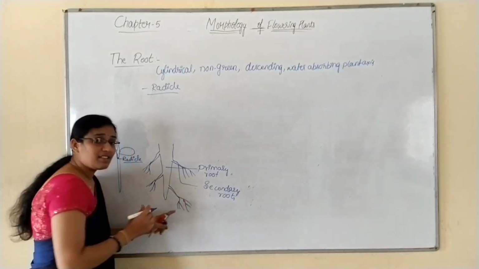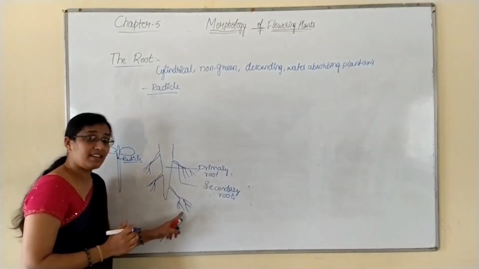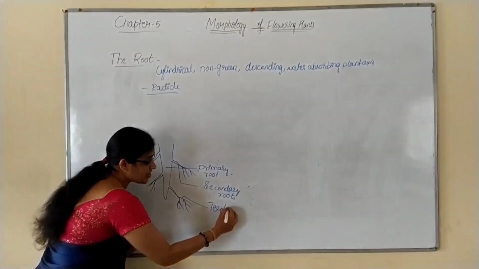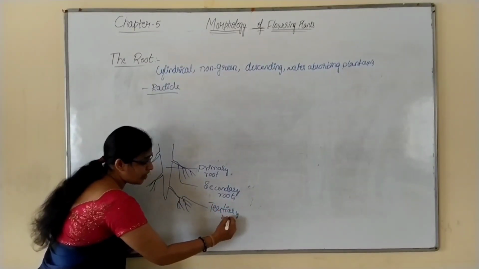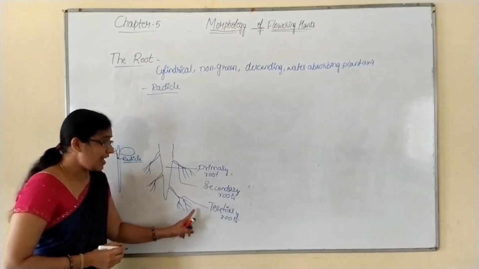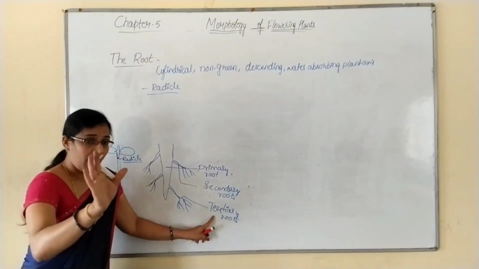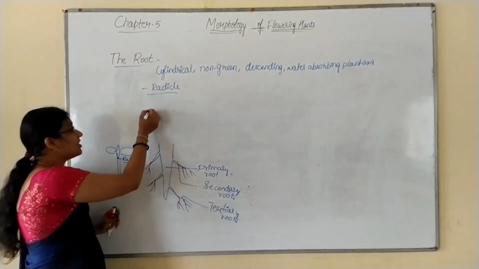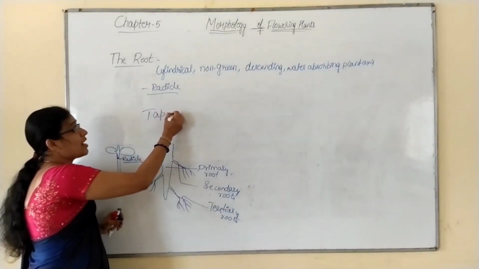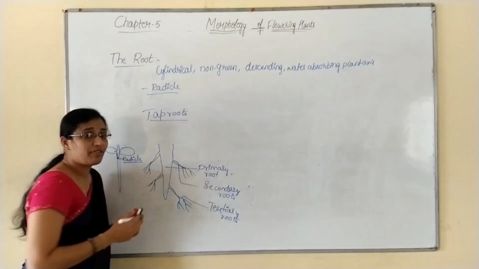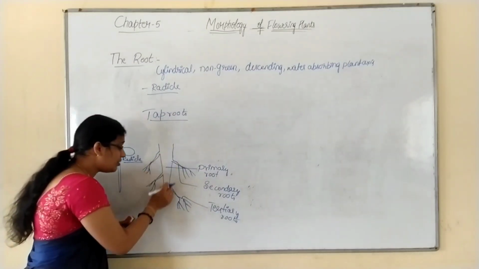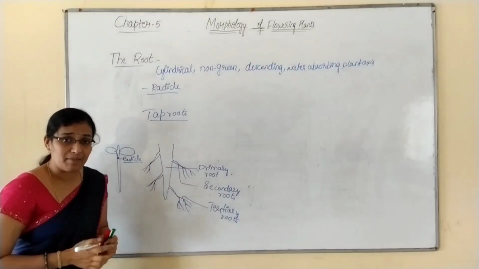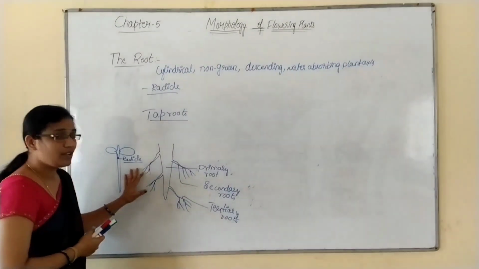And again, the branches which are formed from the secondary roots are called tertiary roots. What do we call them? They are called tertiary roots, and the primary root and its branches together are called taproots. So what do we call them? The primary root together with its branches are called taproots. Right. Once again I will go through it.